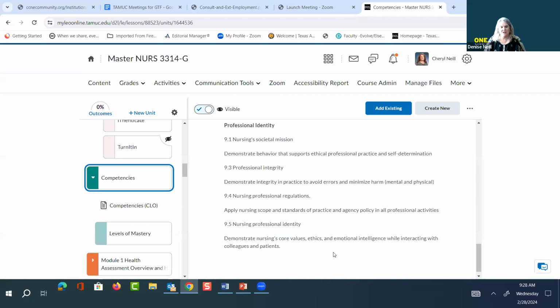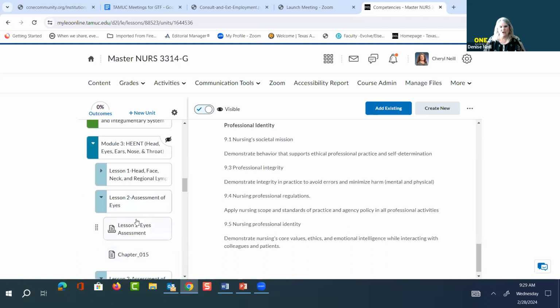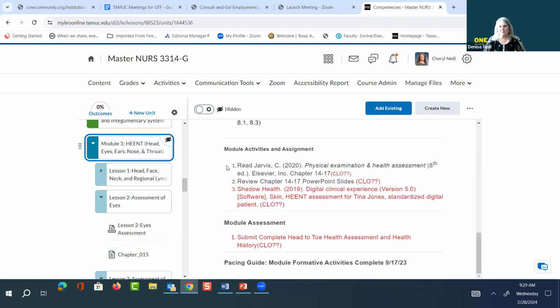So the students are given those competencies at the beginning. We also have levels of mastery that we chose not to share with the students because they can become rather overwhelming at this point in time. And then we set up our modules, and I want to show you a little bit about module 3.